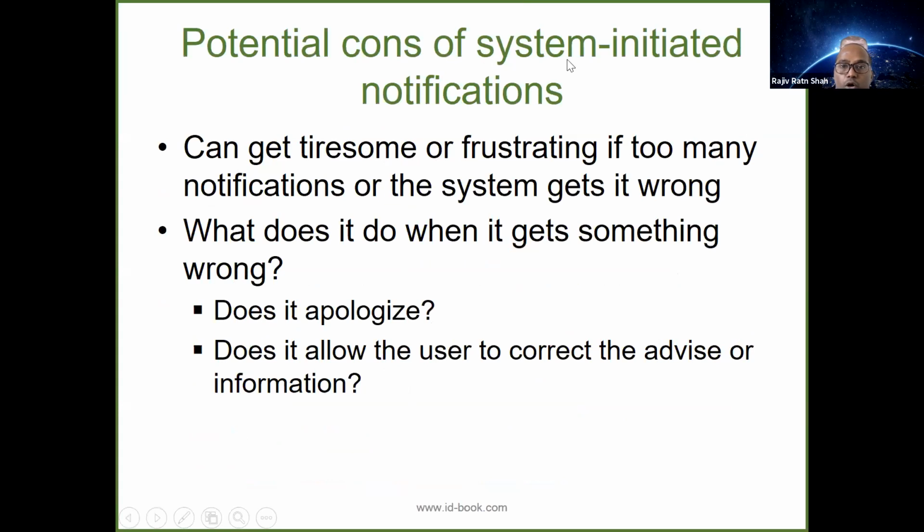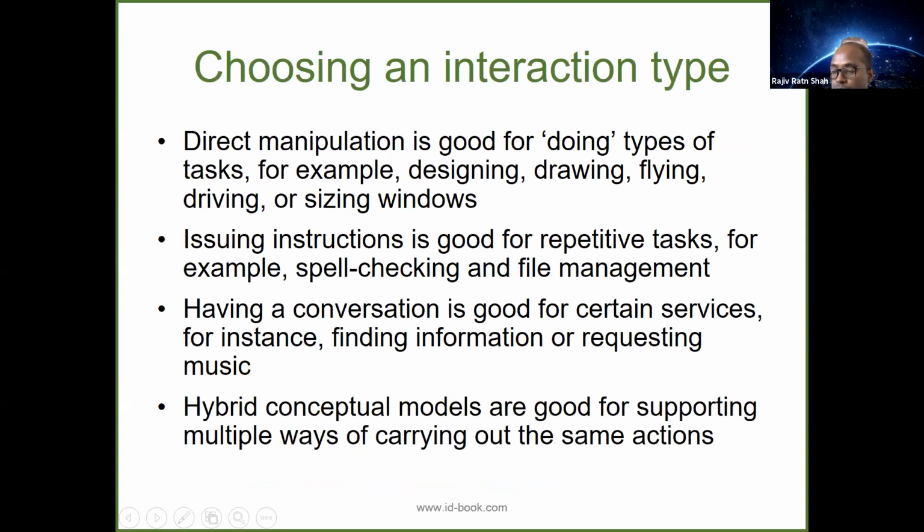So potential cons of system initiated notification. As we have seen, it might be annoying, and it may also make some kind of mistakes. All those issues are there. So choosing an interaction type: direct manipulation is good for certain types of tasks, for example designing, drawing, flying. Issuing instructions is good for repetitive tasks, for example spell checking, file management, and so on. Similarly, having conversation is good for certain types of services, for instance finding information or requesting music.